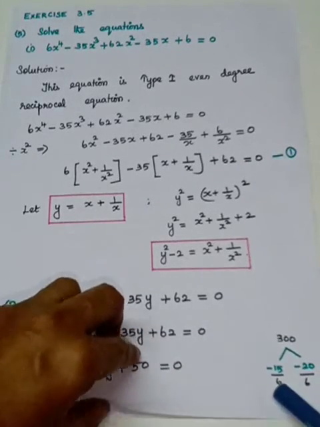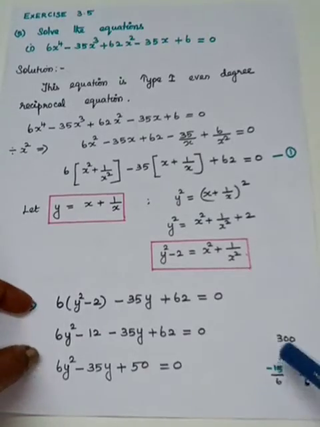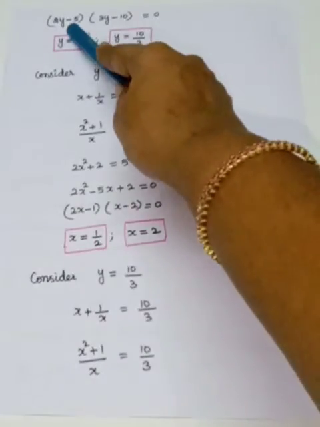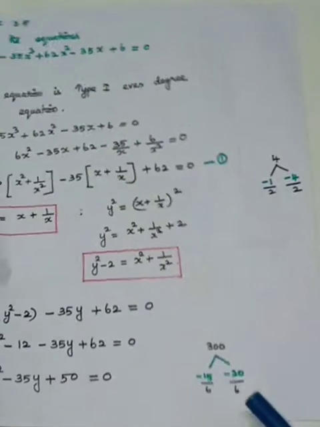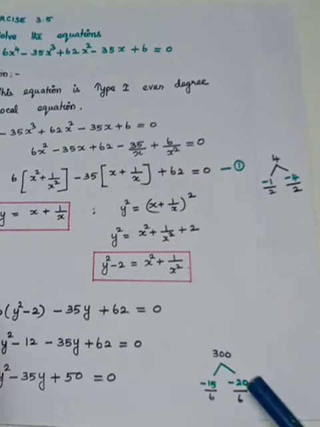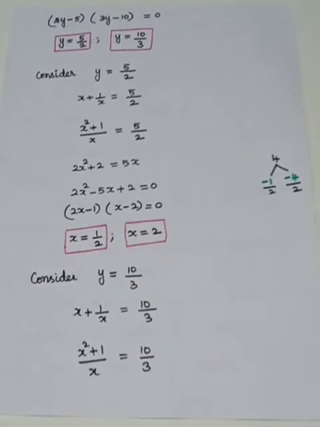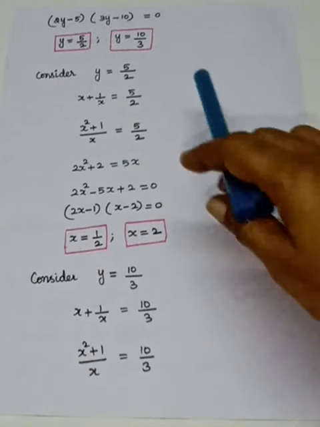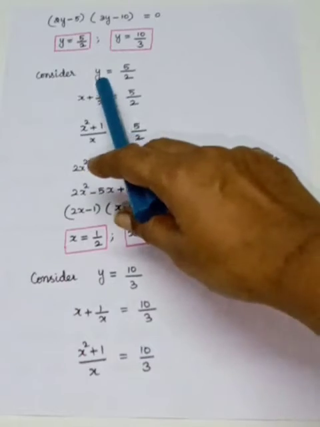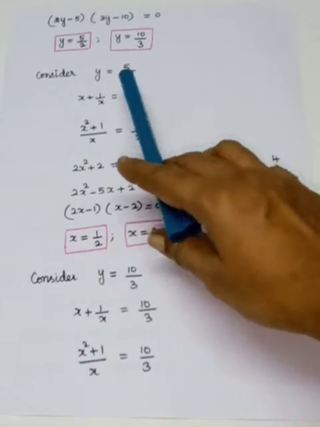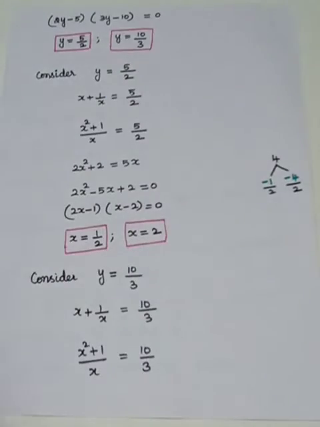So the denominator is 2, so it is 2y minus 5. So here I have written 2y minus 5. And this also can be divided by 2, so minus 10 in the numerator and denominator 3. So 3y minus 10, is equal to 0. So y is equal to 5 by 2 and y is equal to 10 by 3. So consider the first y. y is equal to 5 by 2. So what is y? What we have taken as y?